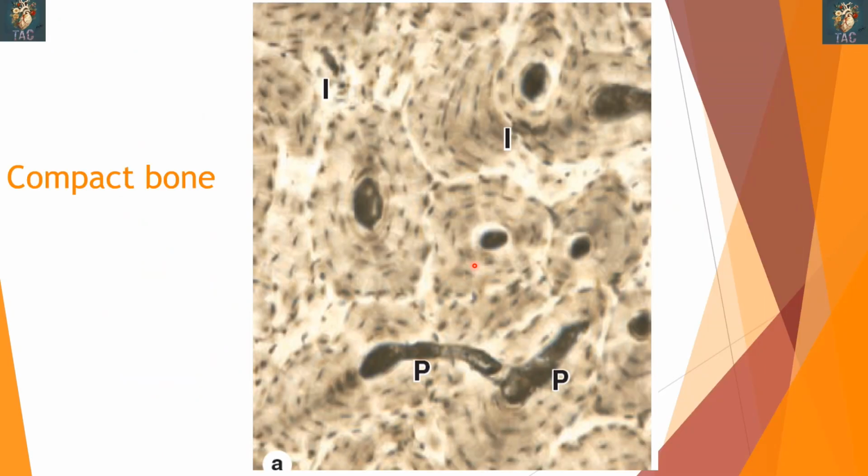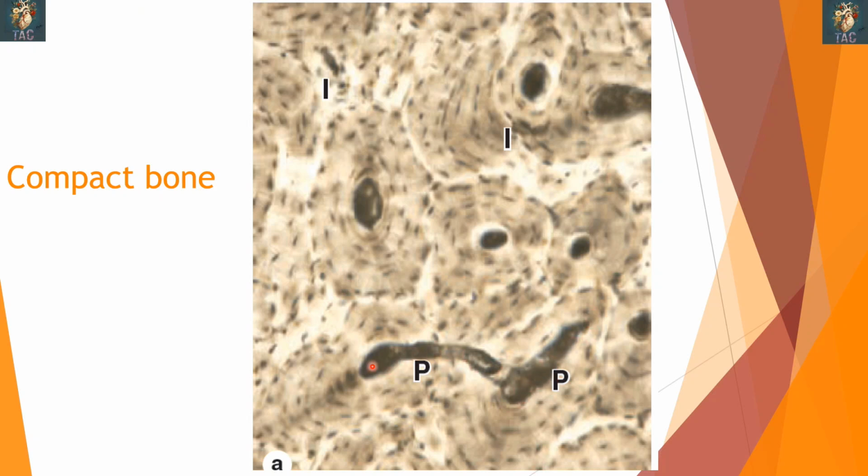This is another section of the compact bone. Here you can see one osteon, and this is another osteon, and in the center of the osteon you can see the osteonal or Haversian canal. These are the circumferential lamellae of the osteon or the Haversian system, and these are the interstitial lamellae which are present.